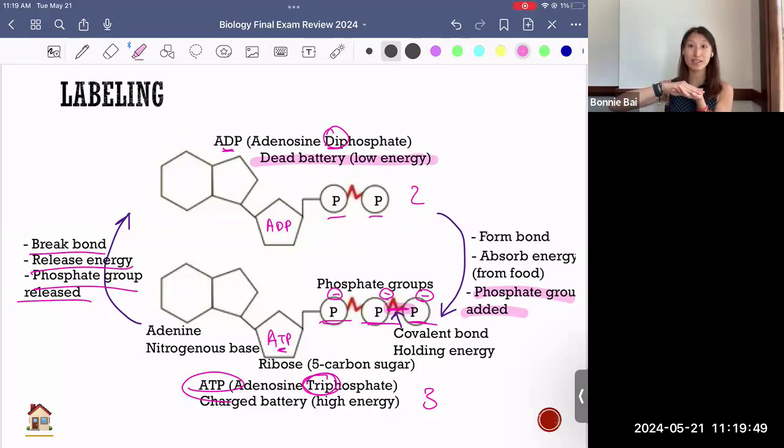You make ATP, your cell uses the ATP, and now you have ADP left over, and then you can recharge the ADP and make ATP again, okay? So that's a whole cycle. Don't just think up or down. I can put ATP on the top, ADP on the bottom, same answer, okay?